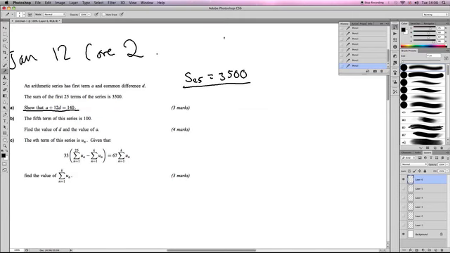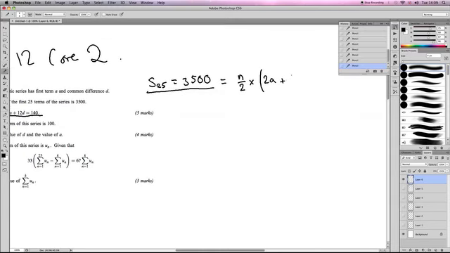What you've got to do is take this and write out the equation. If you remember right, the equation is n divided by 2 times 2a plus (n minus 1)d, and that's it. And you just simplify it now. First thing I'm going to do is multiply both sides by 2. That should give me 7,000 is equal to n, and I know what n is because it's 20.